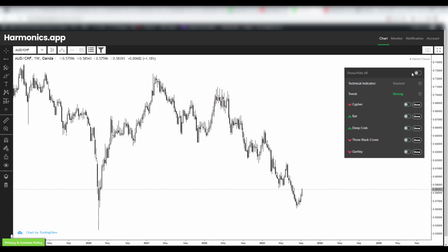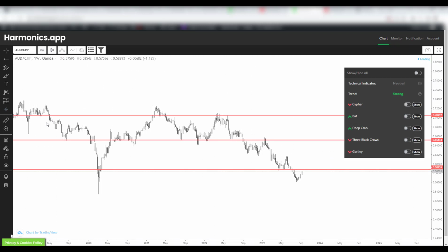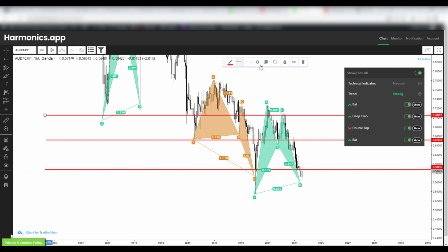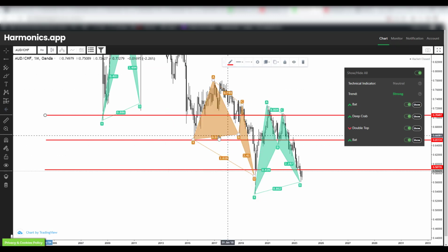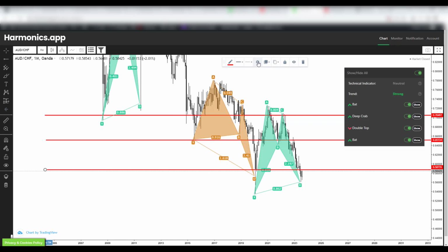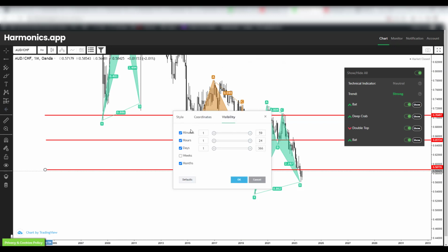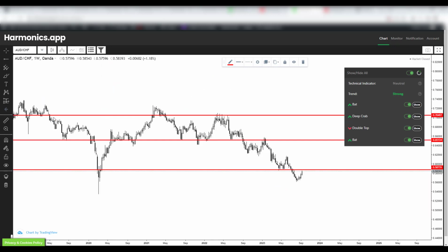We'll remove all the patterns. You can use this show hide all button here. Okay, where are the monthly? Just a minute, we need to change the settings so it is visible also on the weeks. We need to see these higher time frames always visible on the smaller time frames. Okay, now let's go to the weekly.